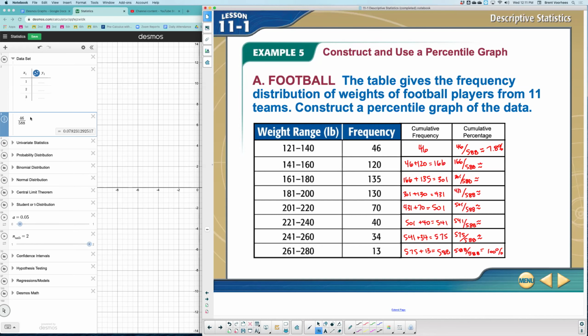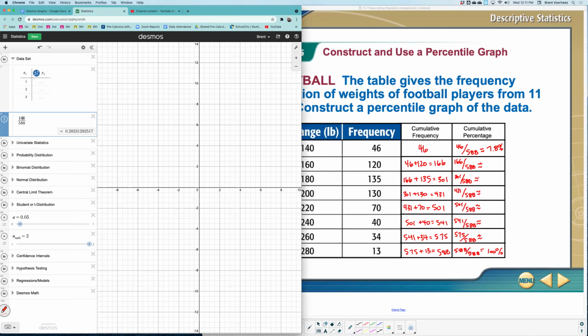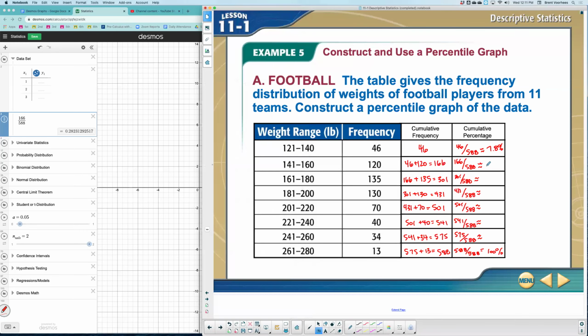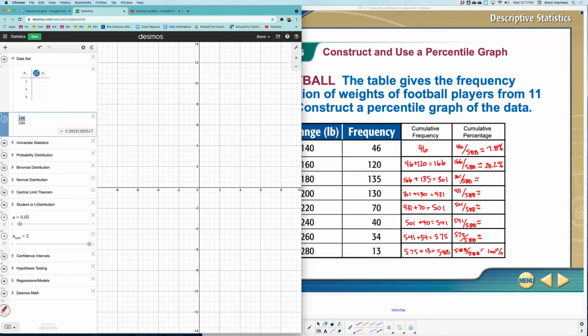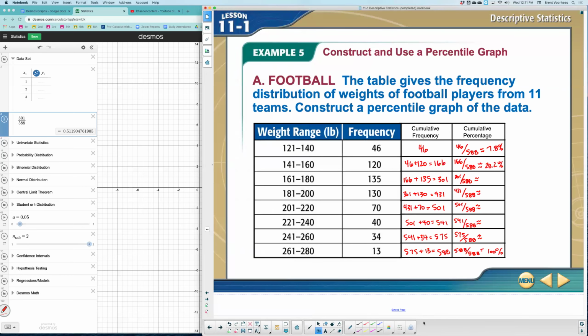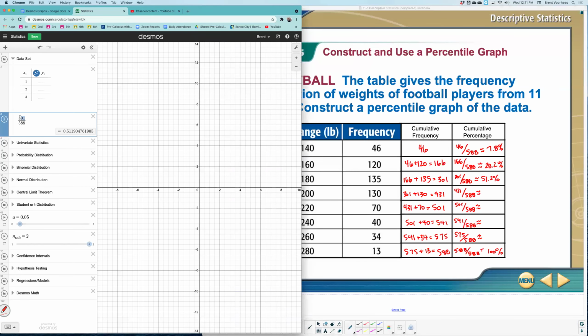So let's find out what the other values are. We'll have 166, which is approximately 28.2%. 301 is 51.2% when I round. 431 will be 73.3%.